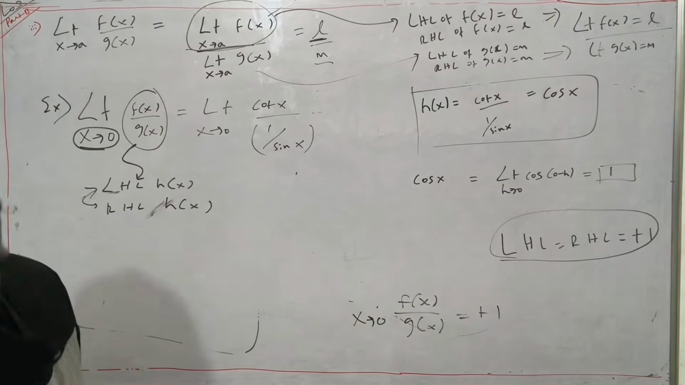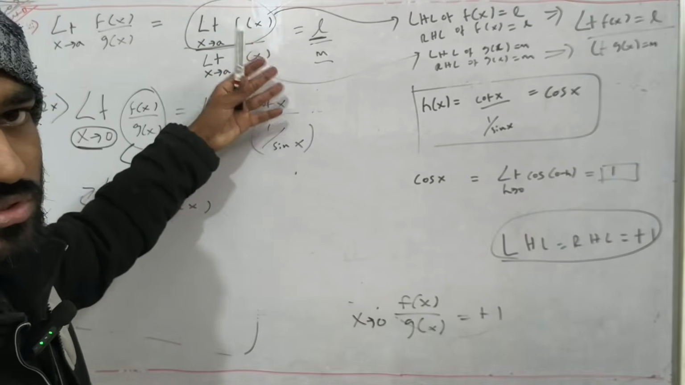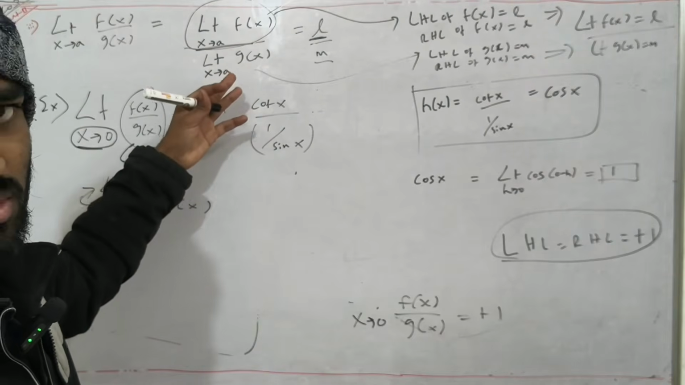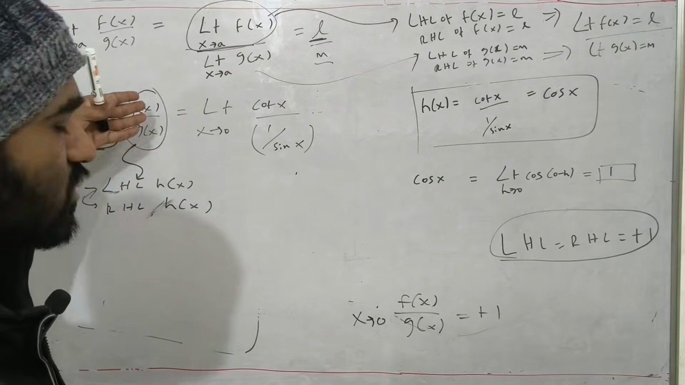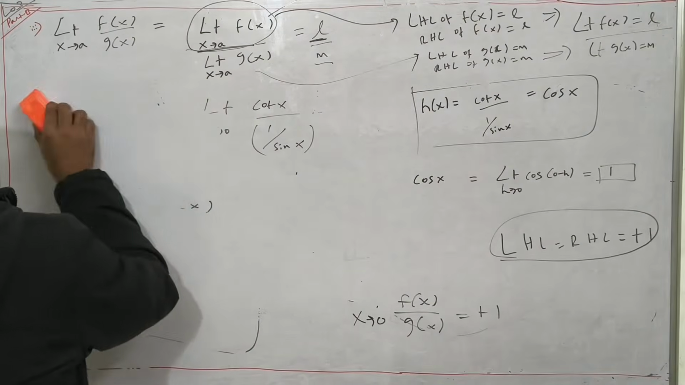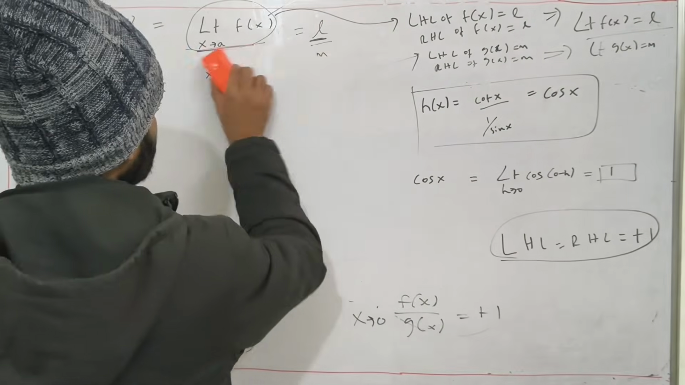So whenever you see a question now, don't always use this formula. Only when the individual limits exist can you use this formula. If not, you should go the main way only. Okay, I think you people got it.